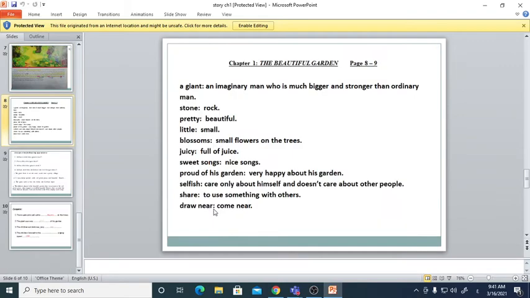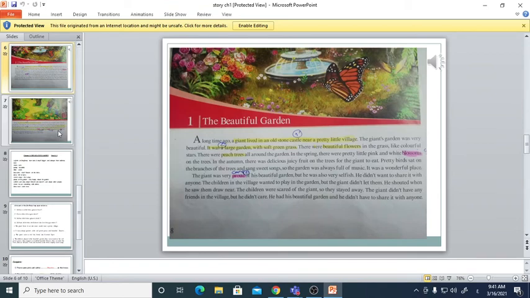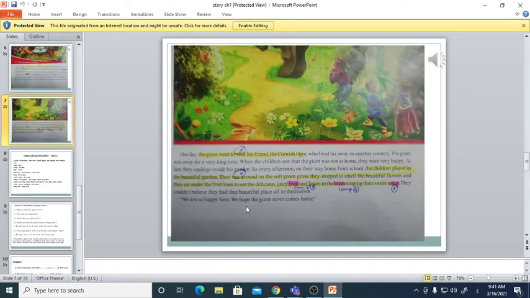Let's turn to page 9. One day, the giant went to visit his friend, the Cornish ogre. He decided to go for a visit to his friend. What's the name of his friend? The Cornish ogre.